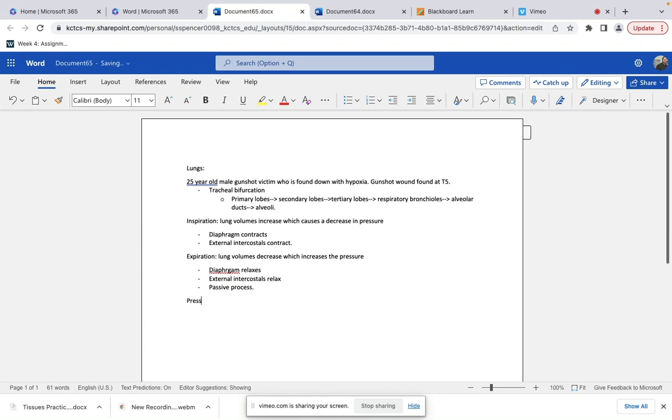We talked about the pressure gradient between the atmosphere and the alveoli. The pressure is greater in the atmosphere than the alveoli, which forces air into the lungs.